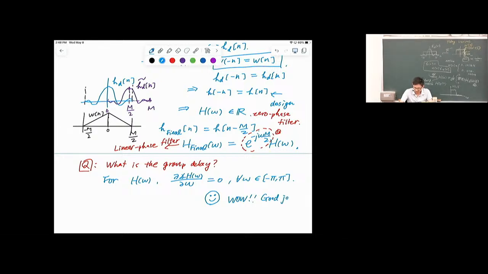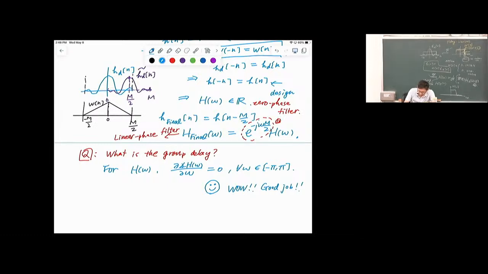All the frequencies suffer no delay. But unfortunately, we know it's impossible. This filter is non-causal, right? So therefore, the next best thing is that for our final design after shifting, you can easily verify the group delay tau, defined as minus the partial derivative of the angle of H final of omega with respect to omega, right? That's the definition of group delay. What is it?